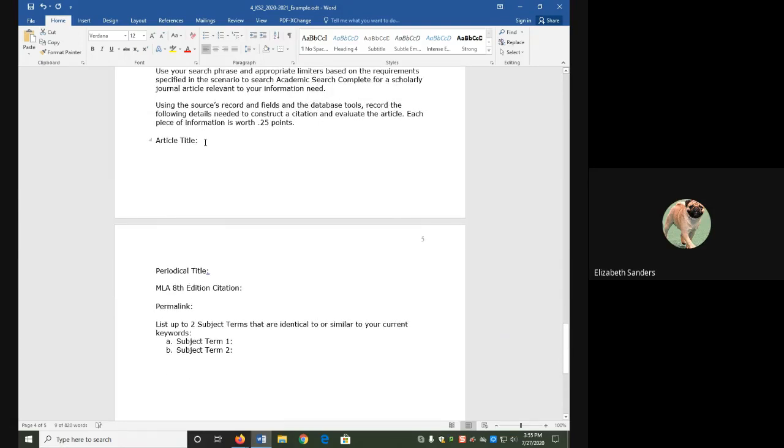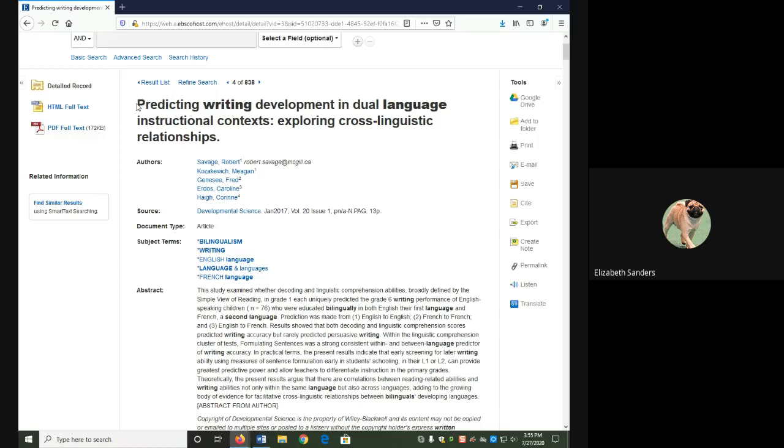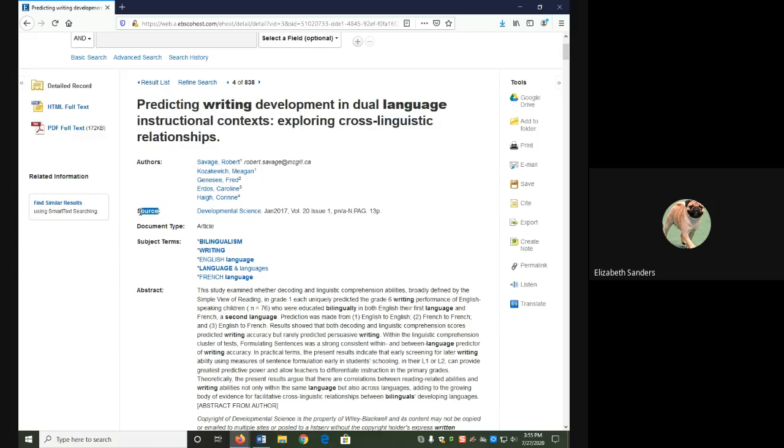I would take down the article title and periodical title, as well as the citation, permalink, and subject terms. In this database, the article title is not labeled. It's the very first thing at the top of the record. The periodical title, or the scholarly journal that this article is published in, is listed in the source field. But note that not everything in the source field is the periodical title. It's just this first piece. Everything else that I do not have highlighted are different pieces of citation information.